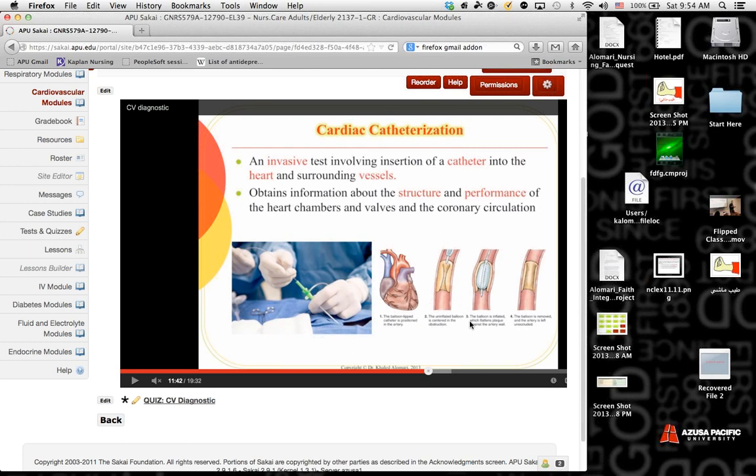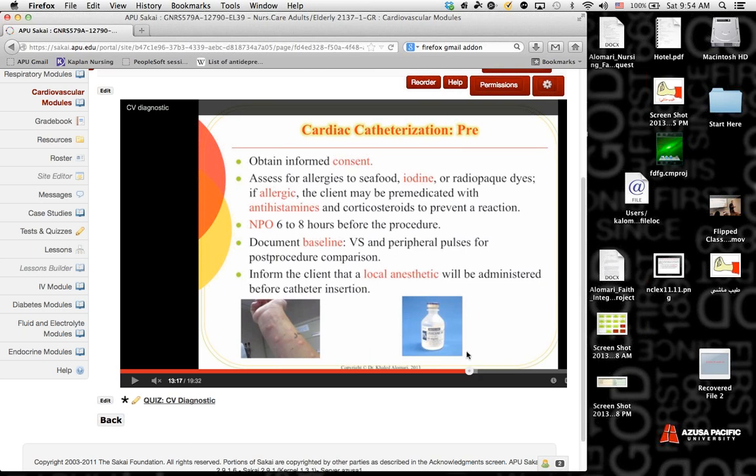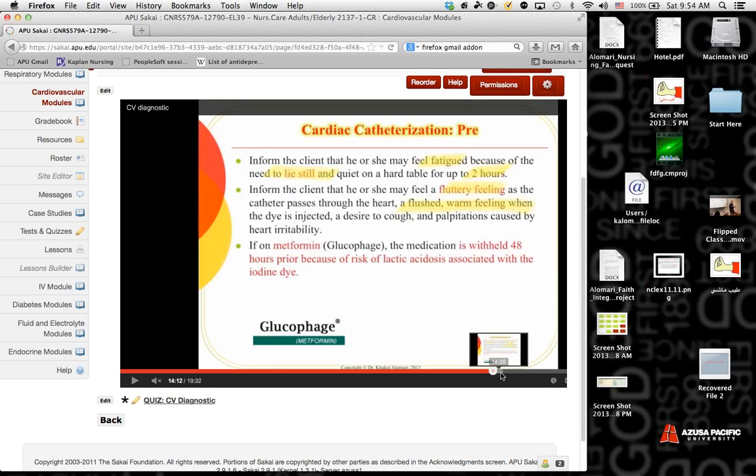The major thing is the post-op. Two major things: getting rid of the dye by increasing the intake of fluids, whether IV or PO, and the second thing is the position of the patient. The patient should not move because the major concerns are the bleeding and the renal insufficiency as a result of the dye. Okay, and I have all the preparation before and after.